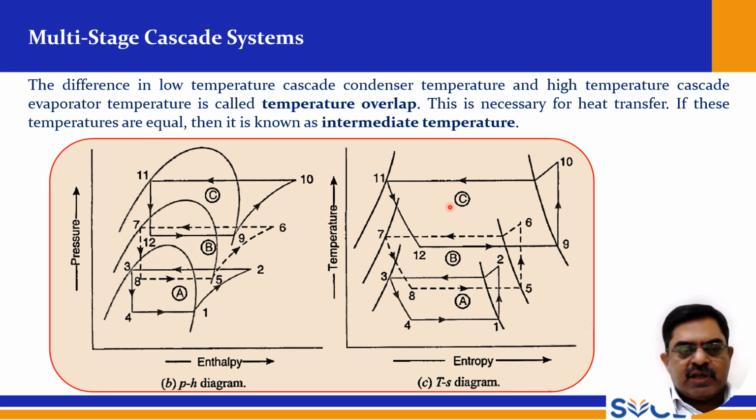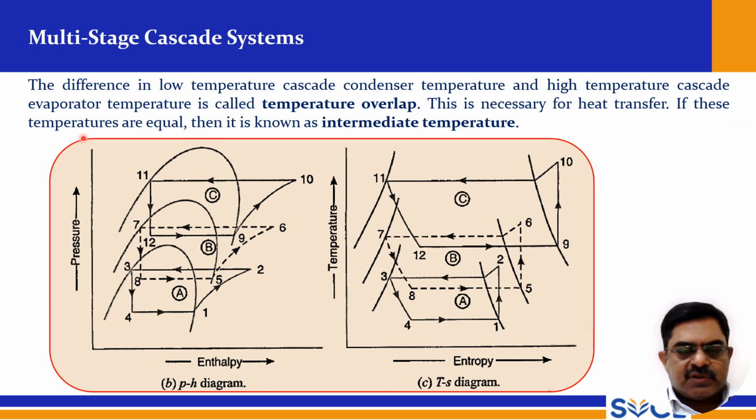And if you see the difference between the low temperature cascade condenser temperature and the high temperature cascade evaporator temperature, it is called the temperature overlap. So between these two stages we have this temperature overlap. This is necessary for heat transfer.